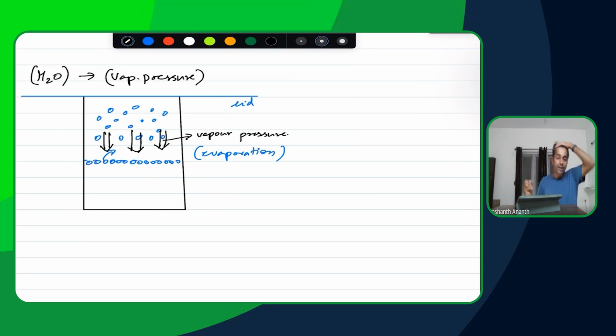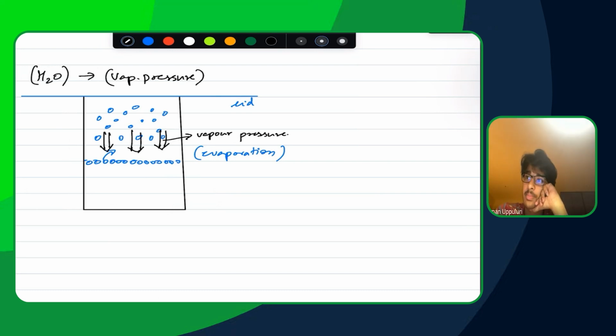So vapor pressure is effectively applicable only when you have a lid. Because if you have it in the open, what happens then? The atmosphere is outside, and the outside air will push all of these water vapor molecules away. As simple as that.